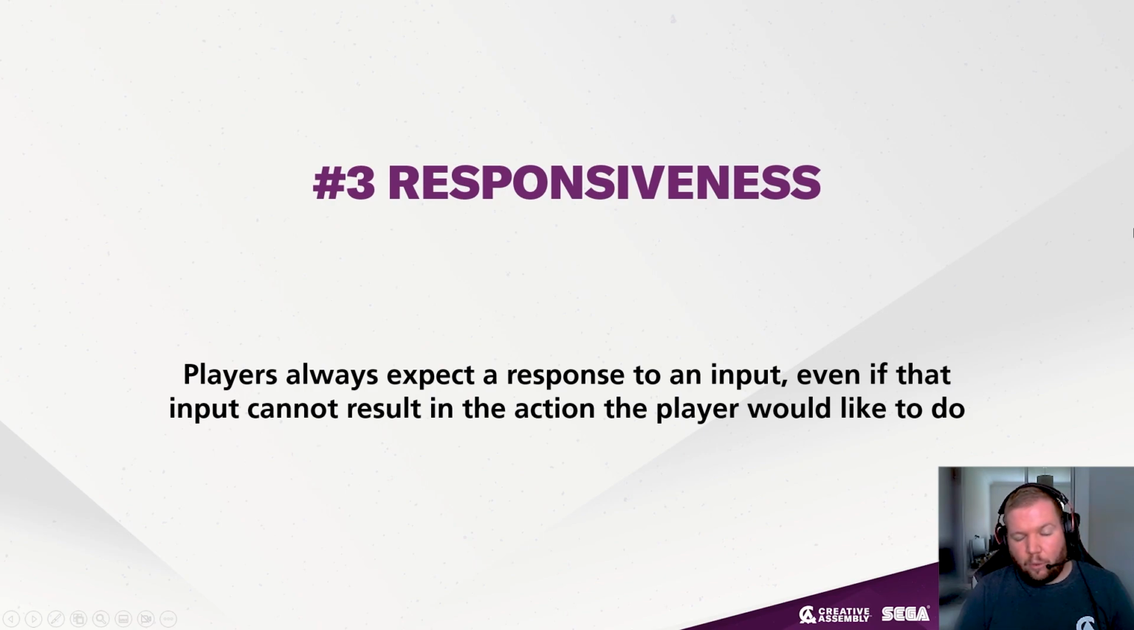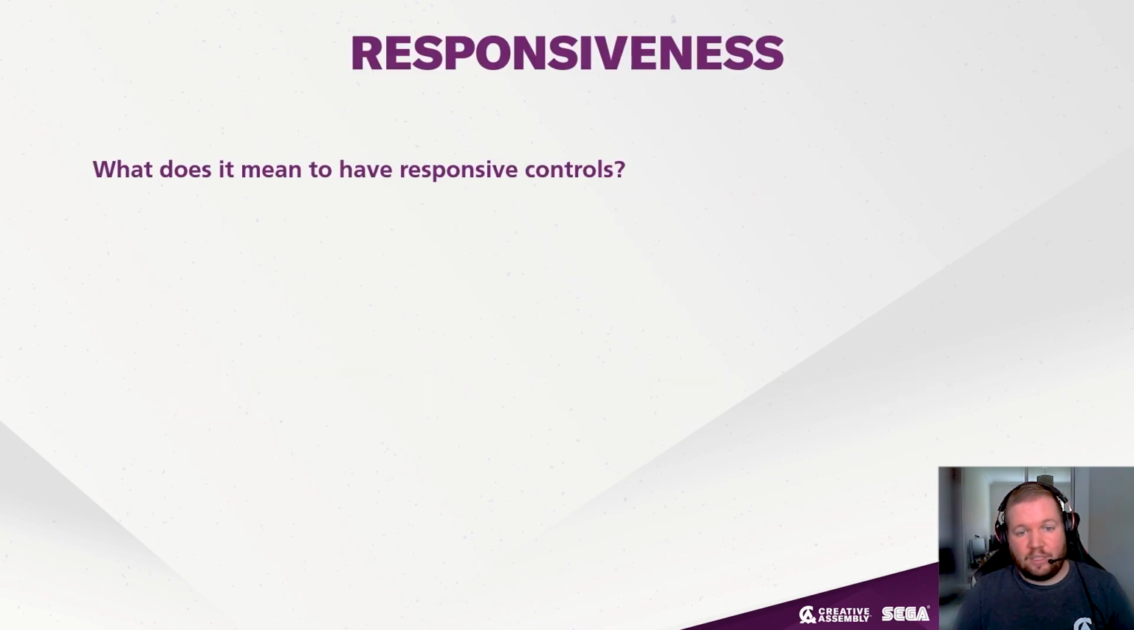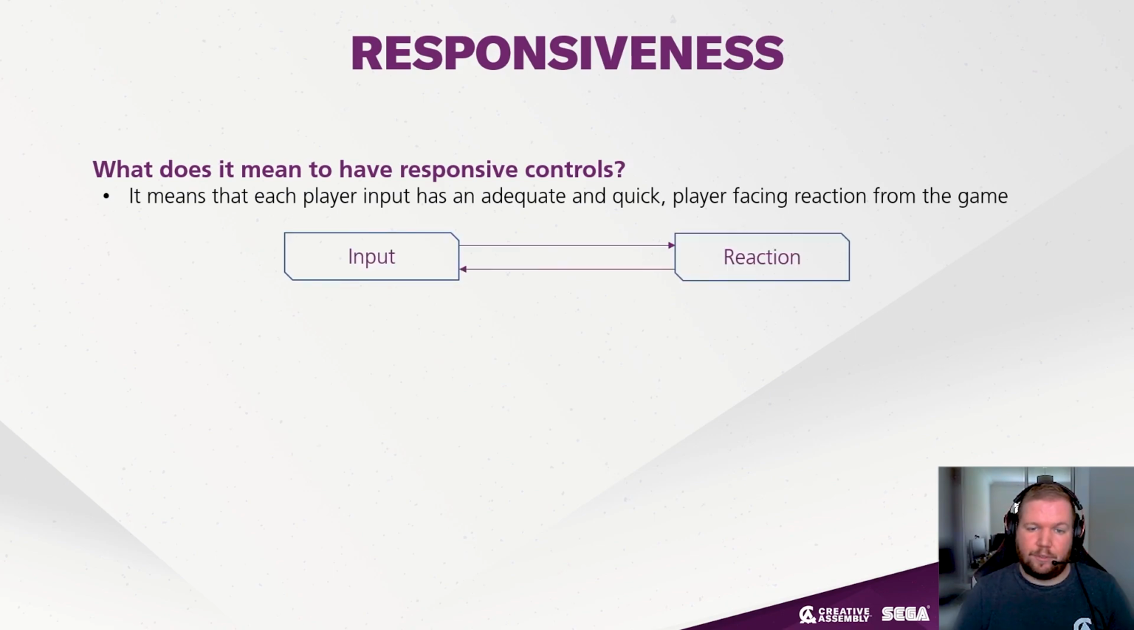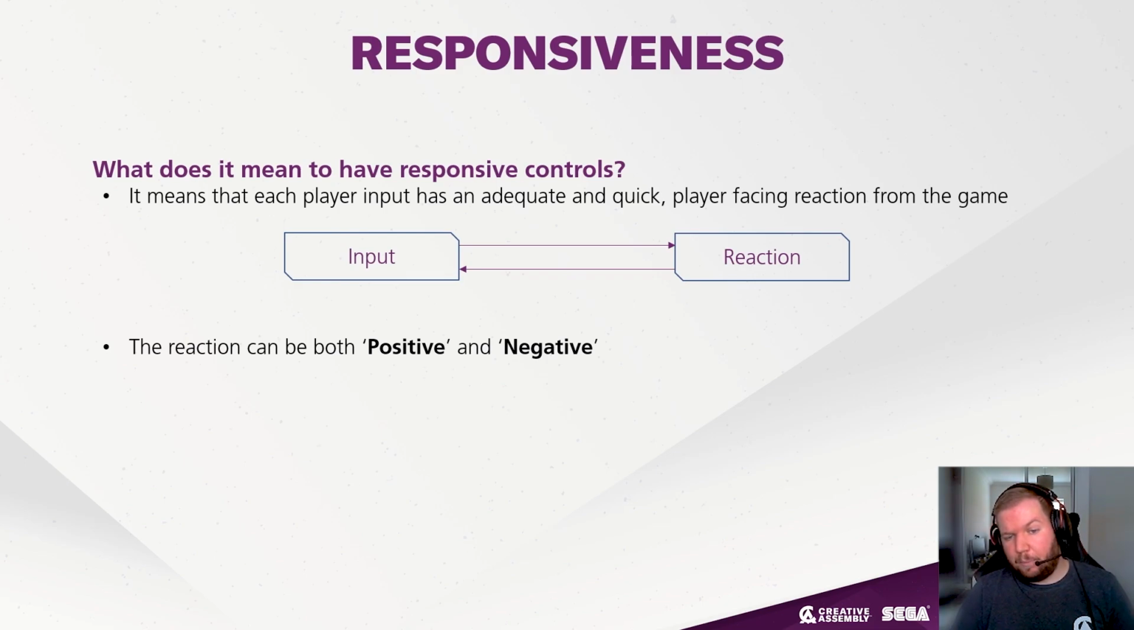Players will always expect a response to an input, even if that input cannot result in the action they would like to perform. So, what does it mean to have responsive controls? It means that each player input has an adequate and quick player-facing reaction from the game. So you have an input, you have a reaction very shortly after that. The reaction can, of course, be both positive and negative.